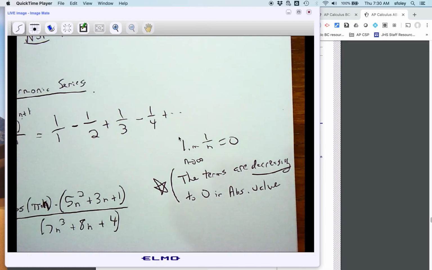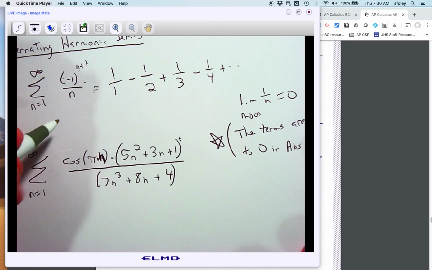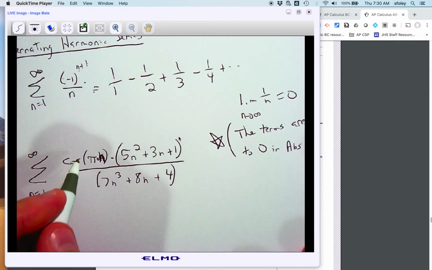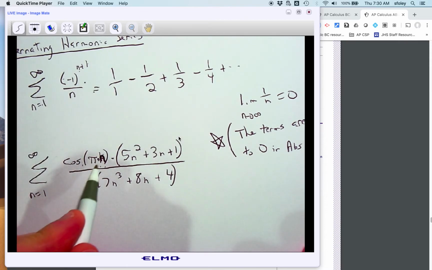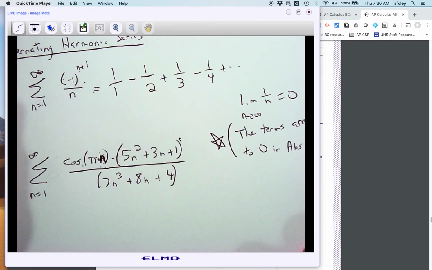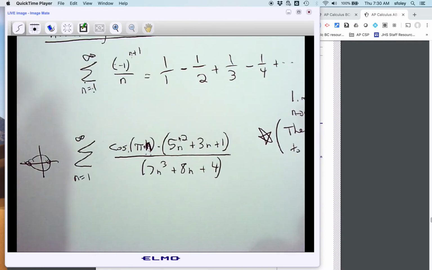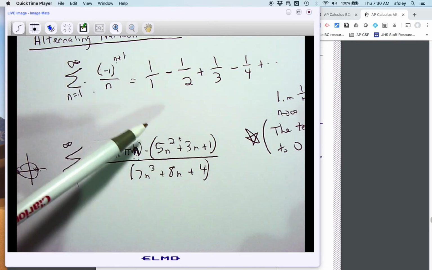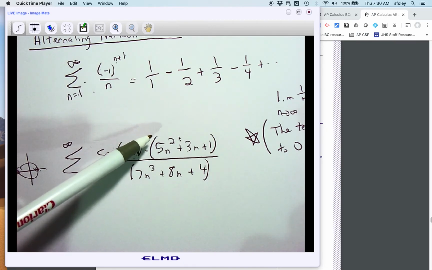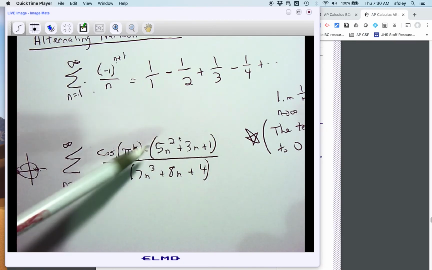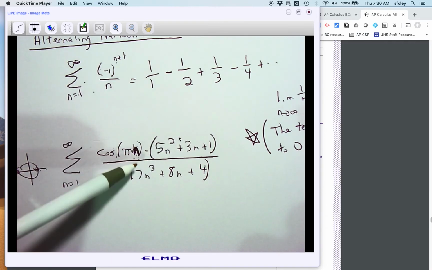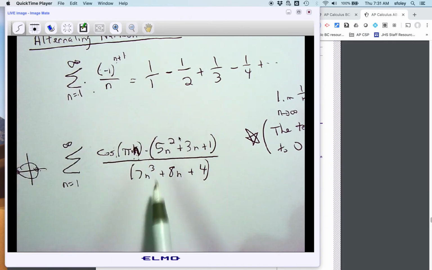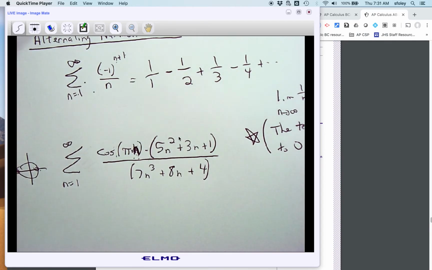Sometimes it looks a little more complicated. I've seen them throw this one in before, cosine of pi n. As we make n go up, we just flip back and forth between the two sides of the unit circle. So we get -1, 1, -1, 1, -1, 1. So this is just a tricky way of alternating. And then again, we do the same thing. We see, oh, second degree here, third degree here, these terms are going to go to 0, everything's positive, we don't have anything to worry about there.